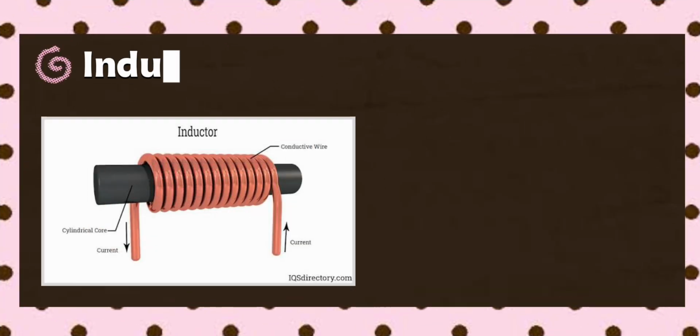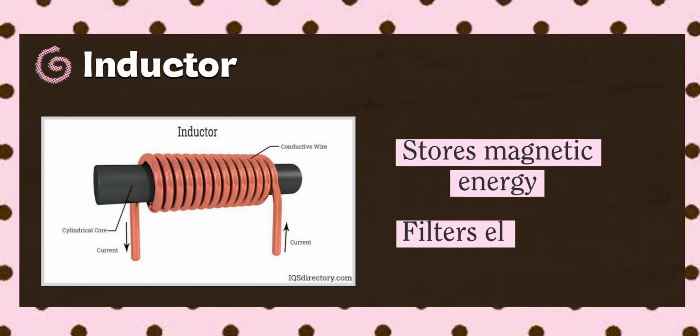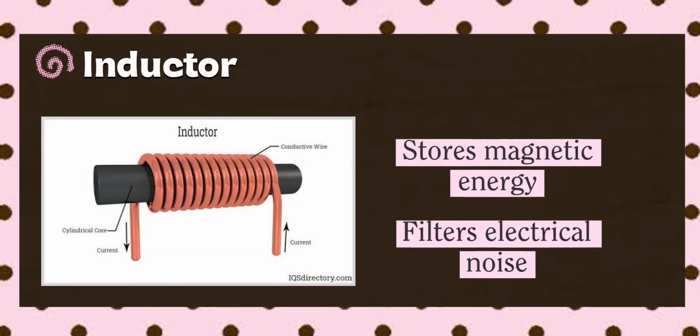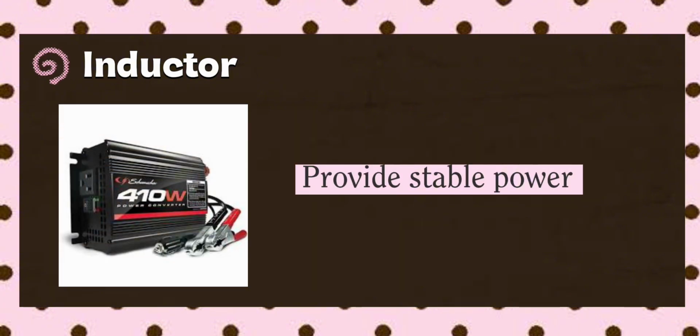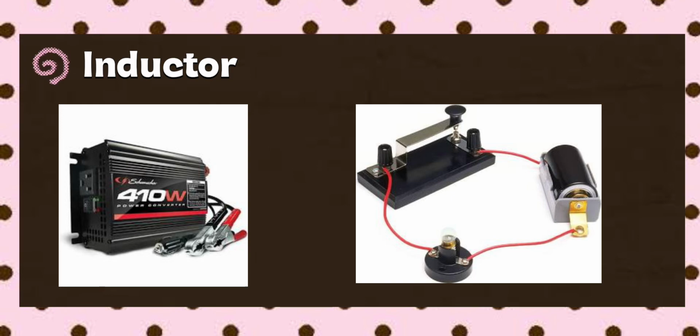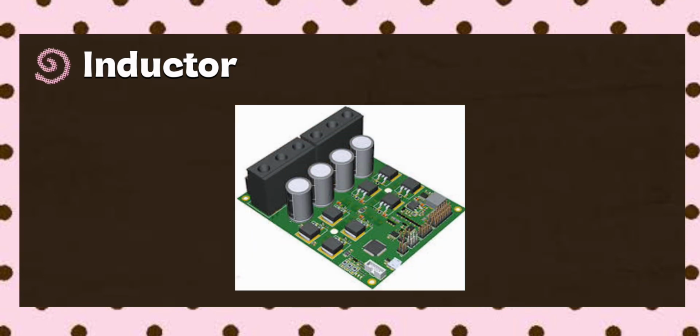An inductor. An inductor stores energy using a magnetic field and removes unwanted electrical noise. Examples are the power converter. It provides stable power to electronic circuits, and robot motor controller as it helps motors run smoothly.